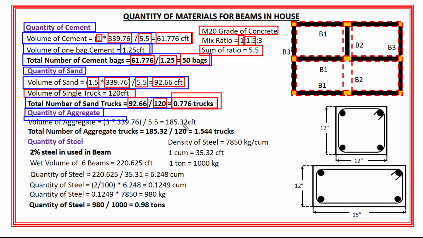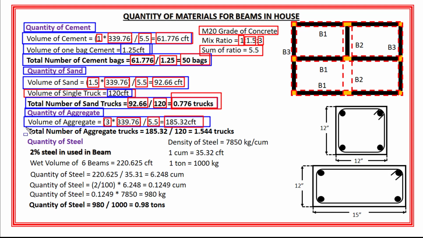So the volume of aggregate is equal to 3, which is the ratio of aggregate, multiplied by 339.76 cubic feet, divided by 5.5. And the total volume of aggregate is equal to 185.32 cubic feet.